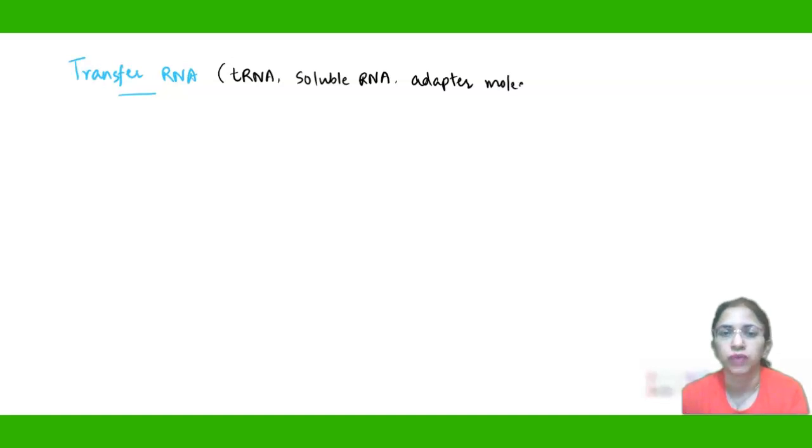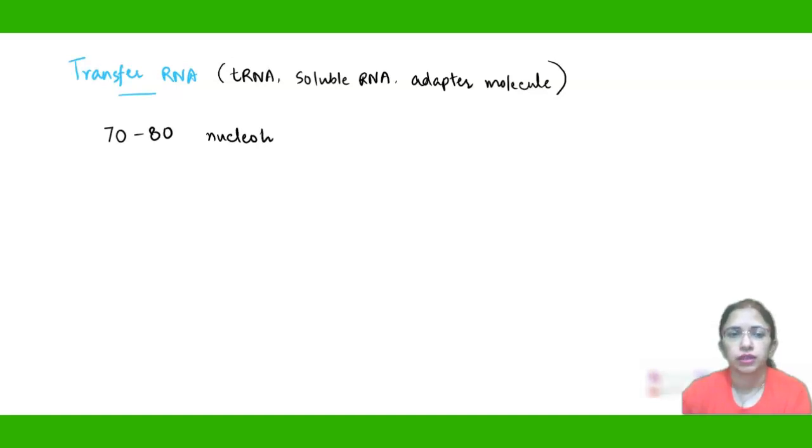So if you get a question in the exam, draw the adapter molecule, please quickly recollect that they are asking about transfer RNA. They can also ask you a question such as which form of RNA is soluble in nature. So you will write the answer as transfer RNA. Now transfer RNA is made up of 70 to 80 nucleotides.